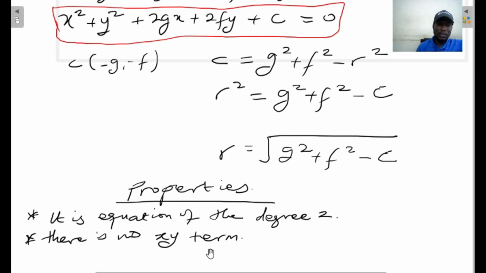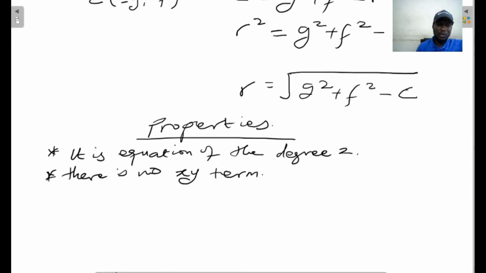Then the third and final property that is worth noting for us is that in the equation of a circle, the coefficient of x squared and y squared is always the same.